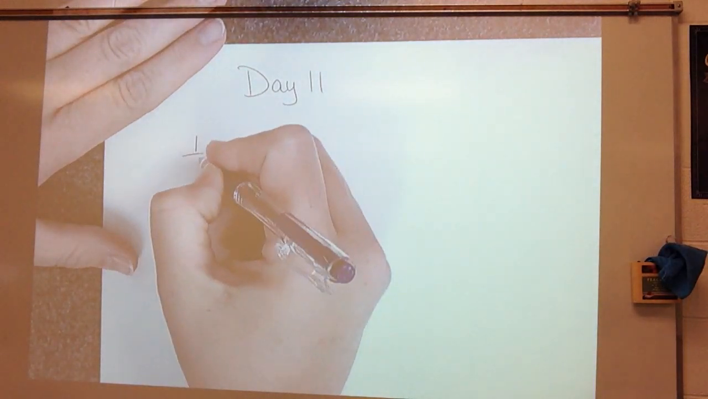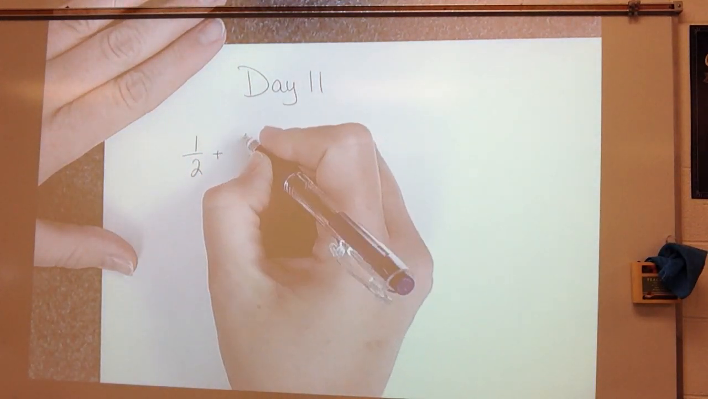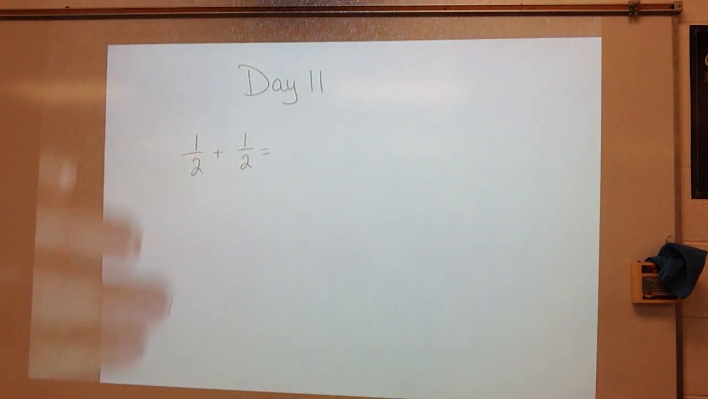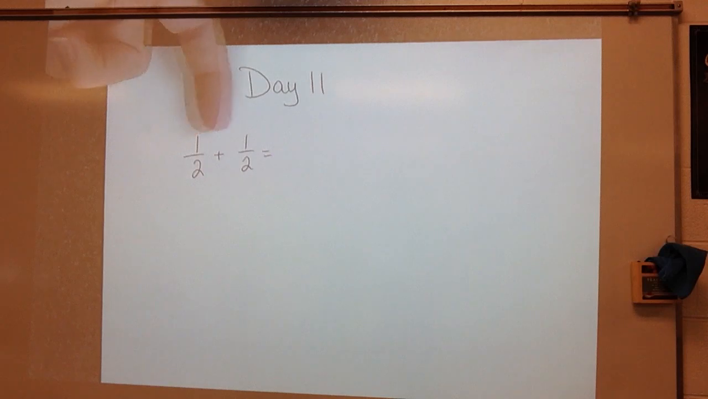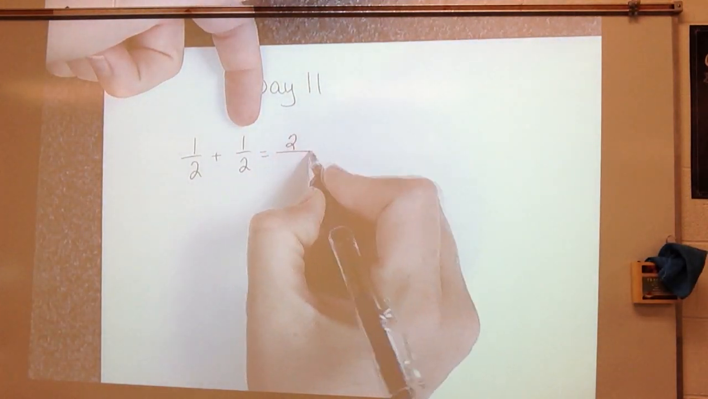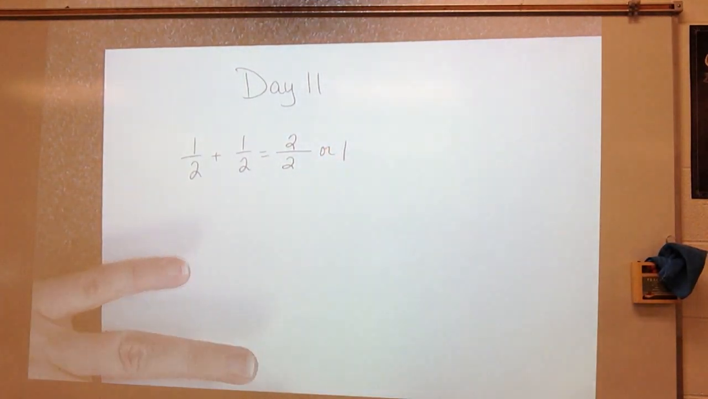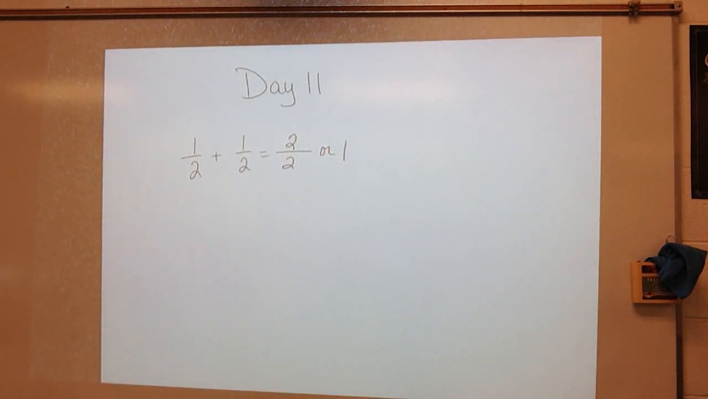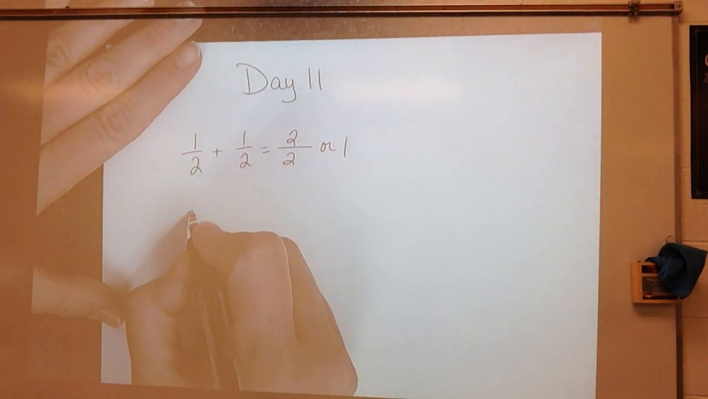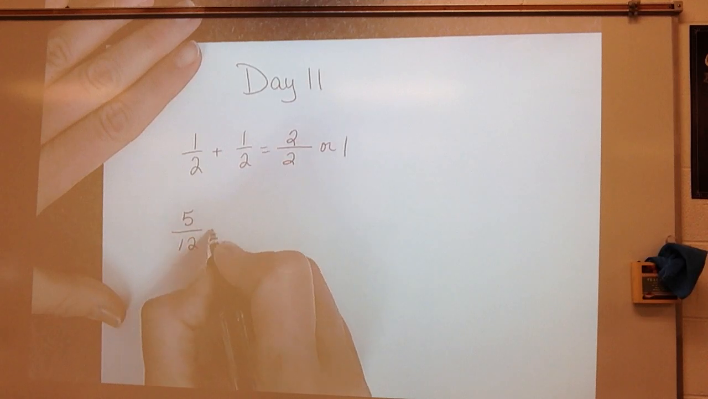Let's go 1/2 plus 1/2. They have the same denominator, so this one's simple. I add 1 plus 1 is 2, and my denominator stays the same. So this would be 2 over 2 or 1. But like I said, when we get different denominators, that's when things change a little bit.